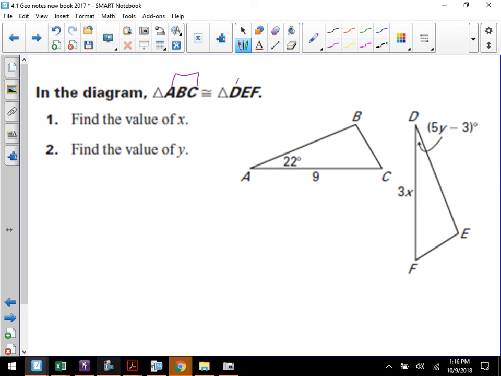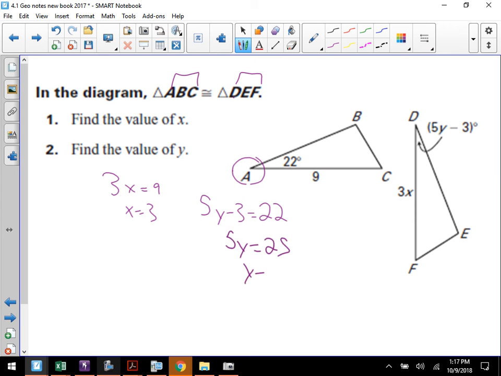AC has to match up with DF. Well, you have them both. 3x equals 9. What's X? It's really nice when you only have one segment on both of them. You do the same thing with the angles. Angle A has to match up with D. What's Y? 5. Okay. Nothing too crazy. You write up your lists, follow the pattern, and math is not too bad. Okay. So, that's where I have that.